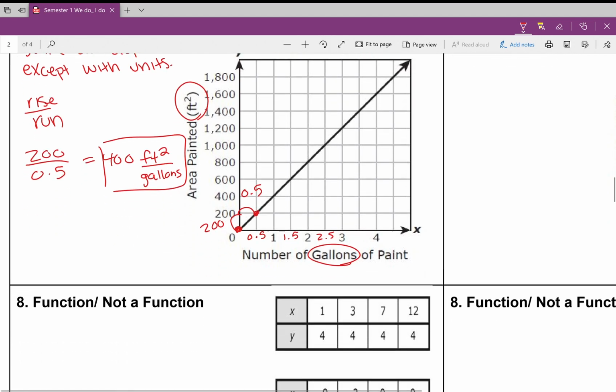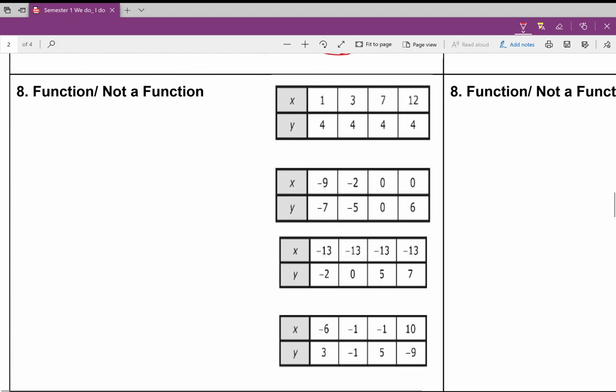Let's look at number 8. Number 8 is function, not a function. So remember, on function, not a function, we are looking for the x's to not repeat. So x's can't repeat if it is a function.